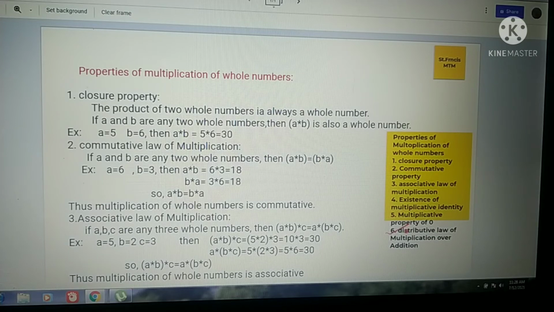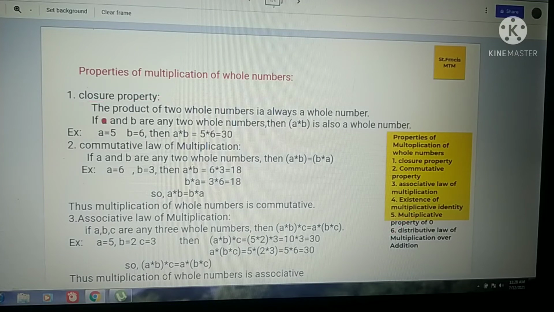And the next one, we will use both multiplication and addition. Distributive law of multiplication over addition. Both mathematical operations, multiplication and addition, we have seen. We are going to see them together in this property here. Okay, see the first one, closure property.